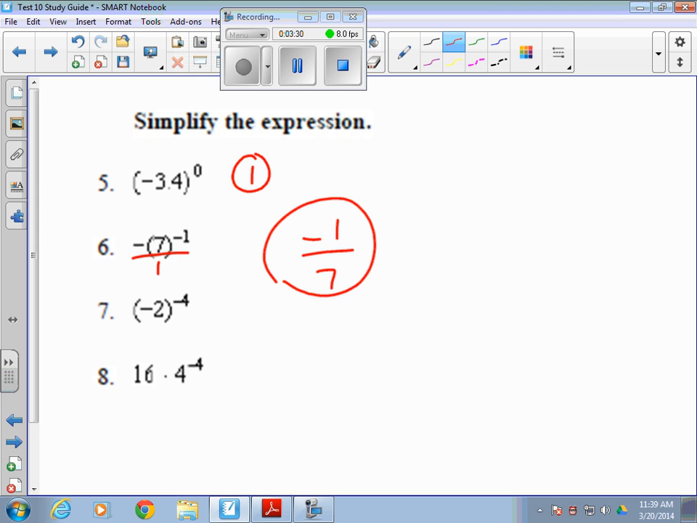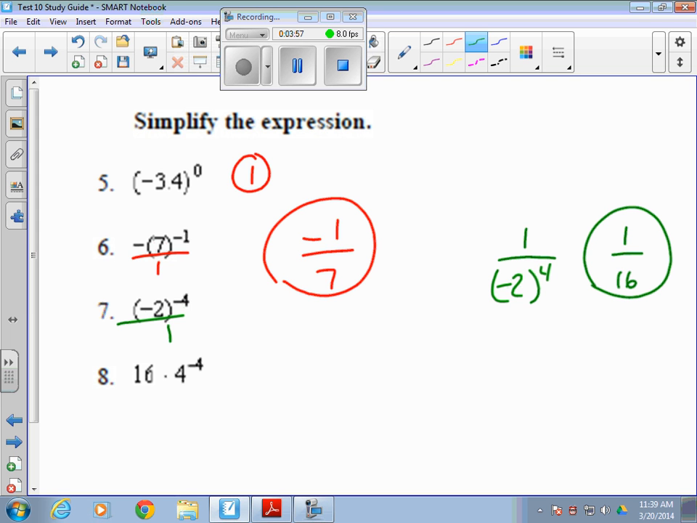Negative 2 to the negative fourth power. Again, it's raised to a negative exponent, so it's going to ride the elevator. It's over 1. It's going to ride the elevator down. 1 is going to stay on top. Negative 2 is going to come down, and it's going to be raised to the positive fourth since it went down. 2 times 2 is 4, times 2 is 8, times 2 is 16. It's an even exponent, so even though we're dealing with negatives, even is going to make a positive value, so 1 over 16 for number 7.